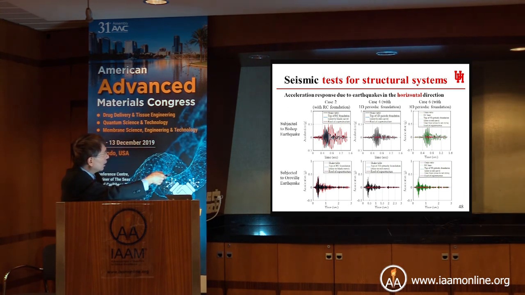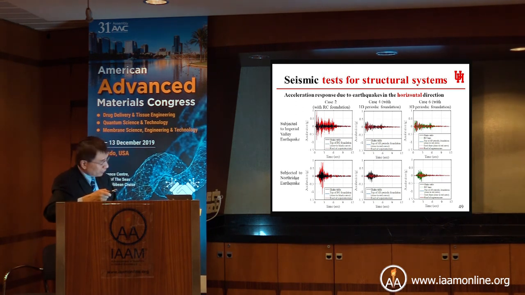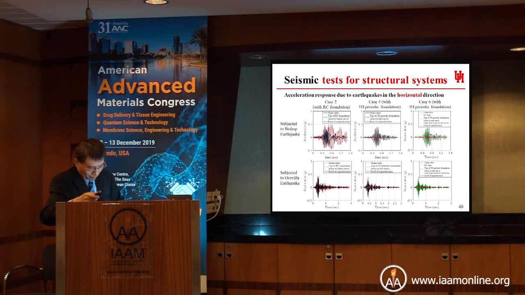What about these two seismographs? The reason we found is that for these two seismic disturbances, we do have some frequency outside the frequency band gap. Therefore, the reduction is good, but not so much like this one. This one, what we found, the seismic waves' frequency is completely located in the frequency band gap.